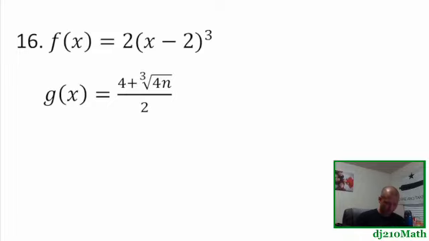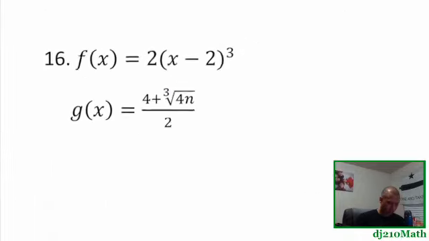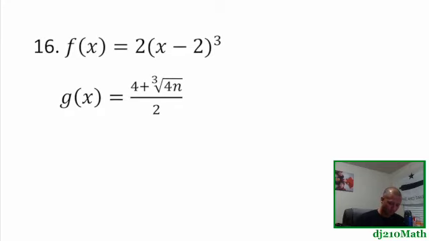Okay, 16. Is this the last one? It is. Let's go. All right, 16. First off, this needs to be x. I don't know why that's an n. All right, that needs to be x.